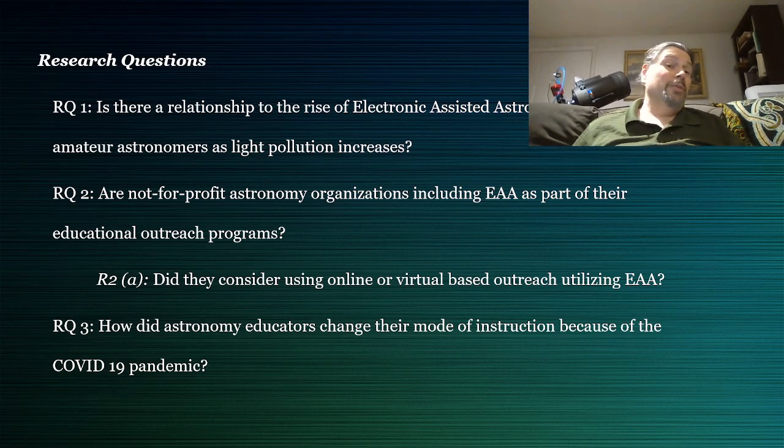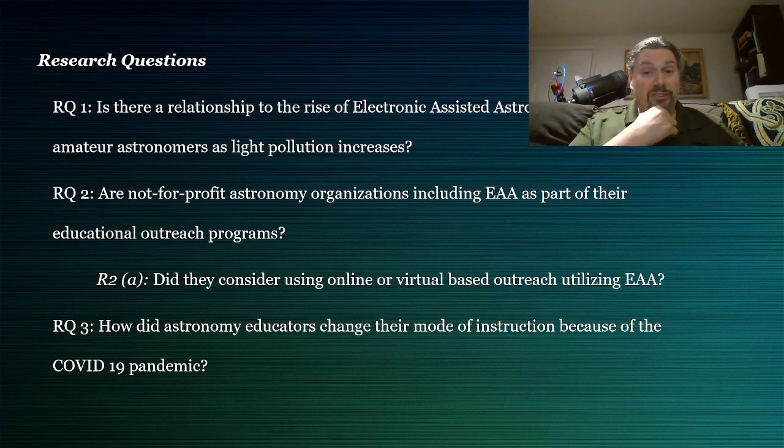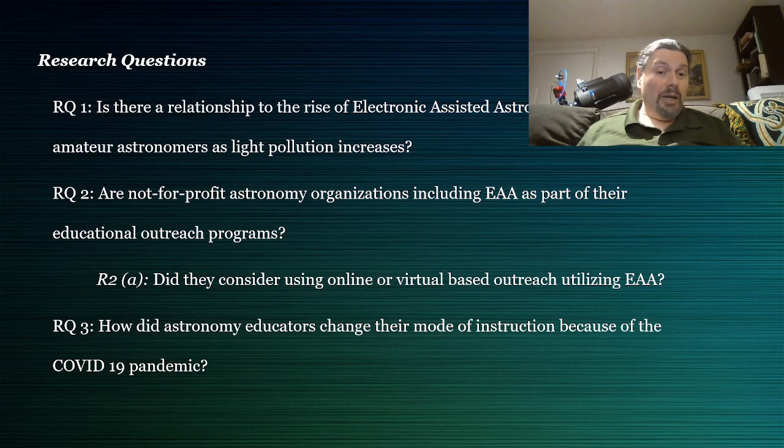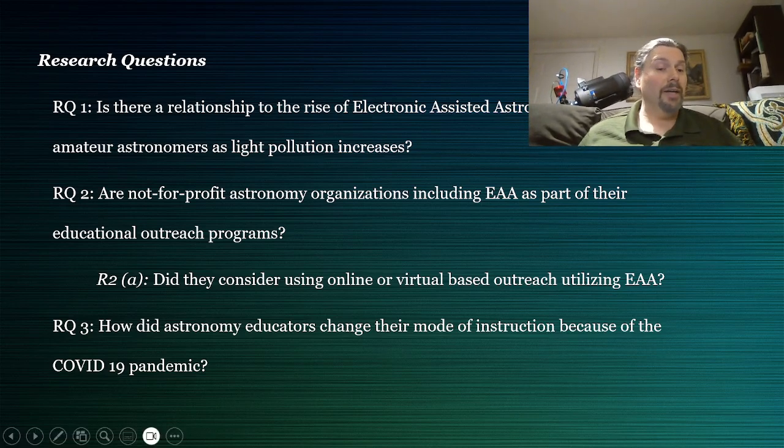Research question one: is there a relationship between the rise of EAA and amateur astronomers as light pollution increases? Are not-for-profit astronomy organizations, including EAA, as part of their educational outreach programs, did they consider using online or virtual modality for utilizing EAA, right? And how did astronomy educators change the mode of instruction because of the COVID-19 pandemic?